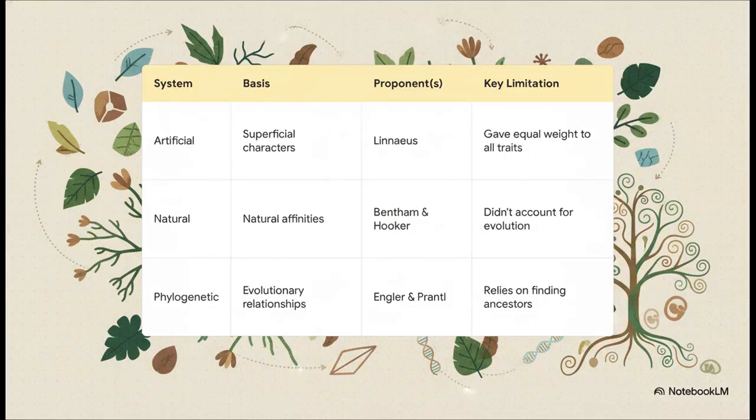This table lays it all out beautifully. You can literally see how our thinking has evolved. We went from just looking at superficial stuff with the artificial system, to finding deeper connections with the natural system, and finally to understanding the entire evolutionary story with the phylogenetic system. Each one was a crucial step on the ladder to getting it right.